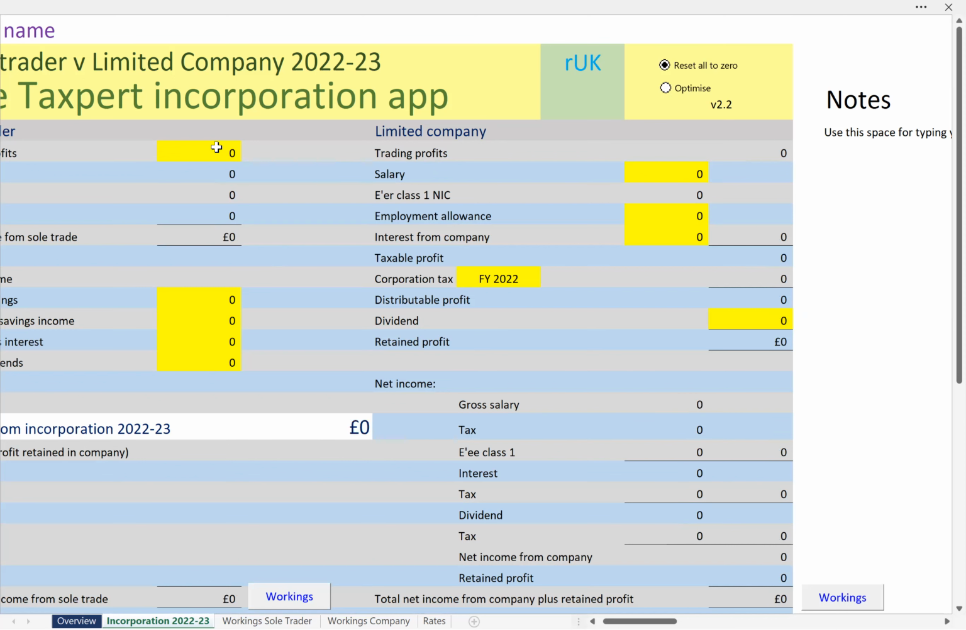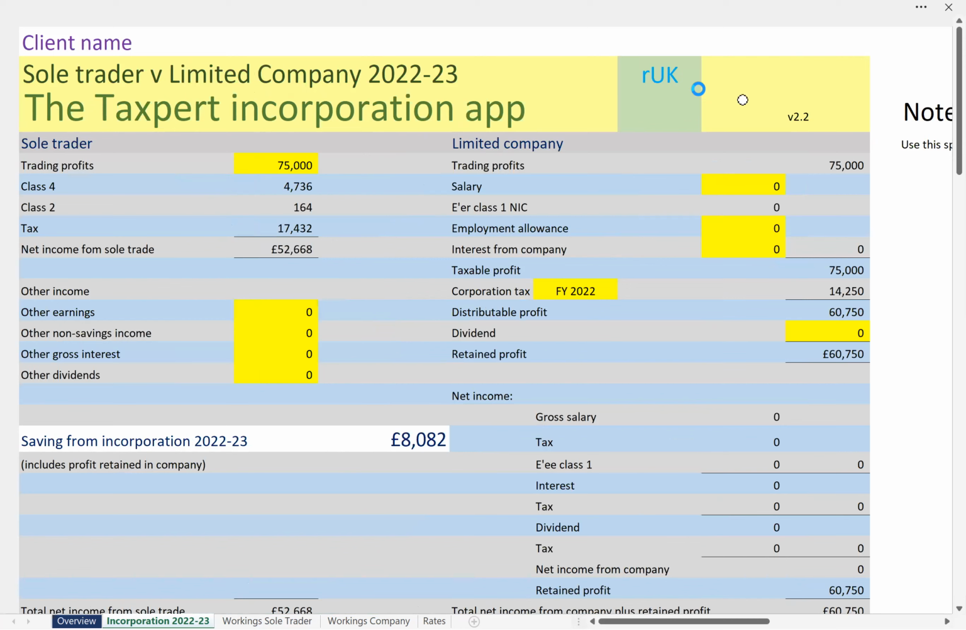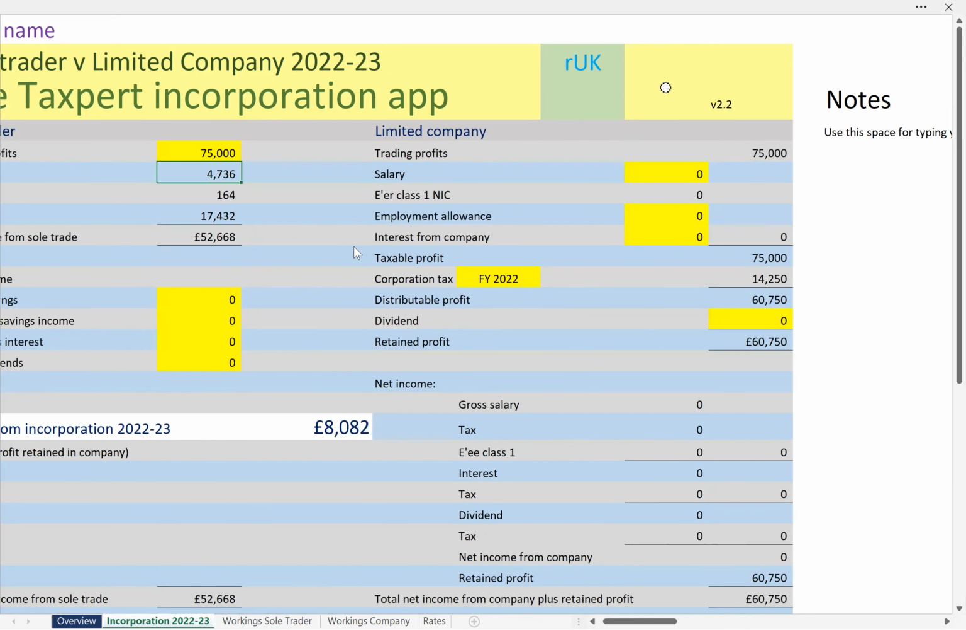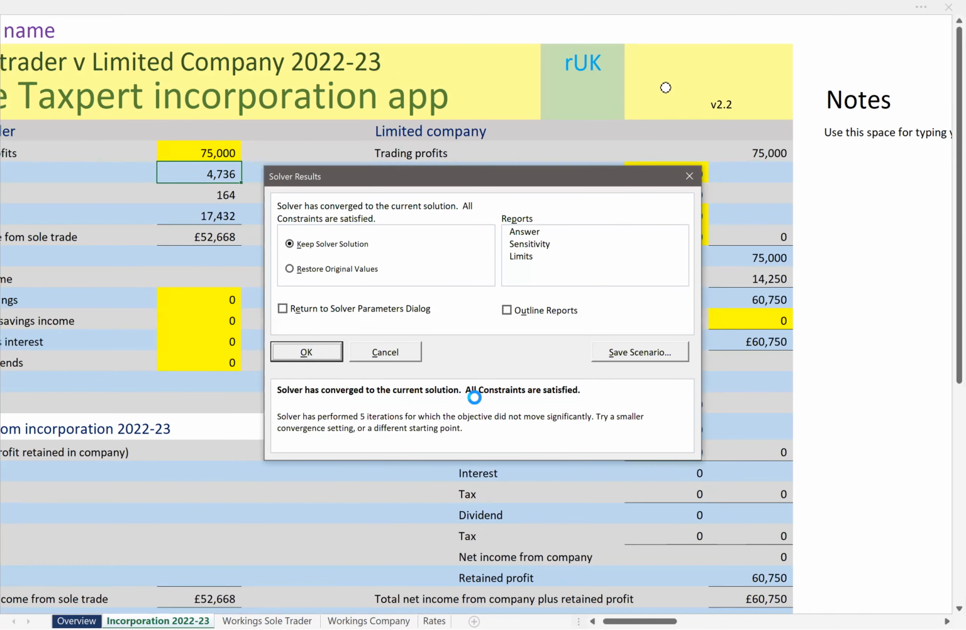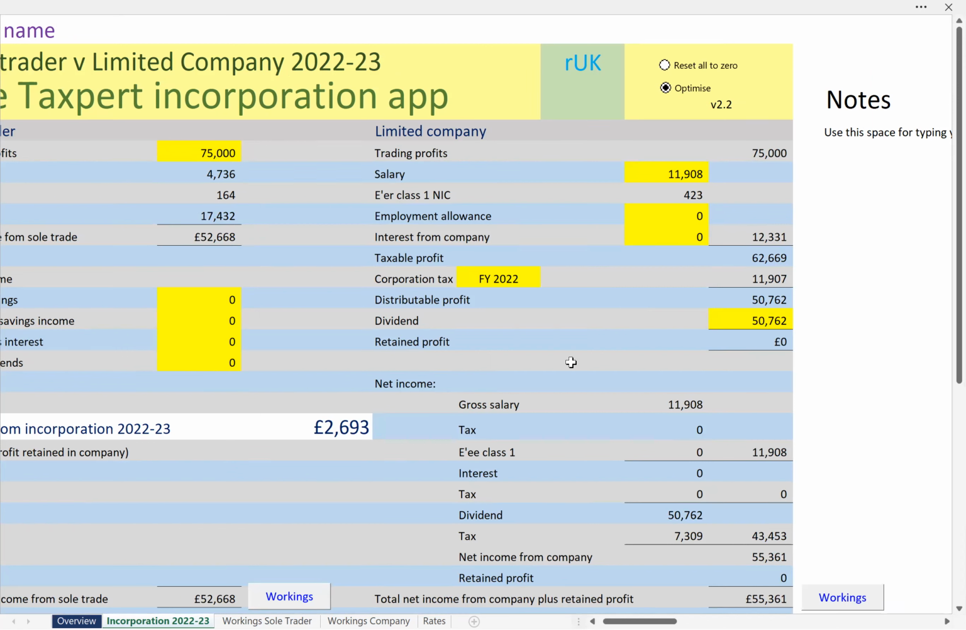If we were looking at, let's say, a higher rate taxpayer, so a sole trader of 75,000, and we then optimize that. So what's the salary and dividend coming out of the company for that sole trader? And we then get the answer that the salary should be, again, I would imagine, oh, it's 11,908 there. That's quite interesting. There'll be a good reason for it, though. But there, you're better off by nearly 2,700.